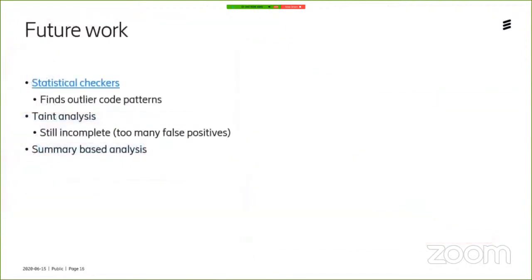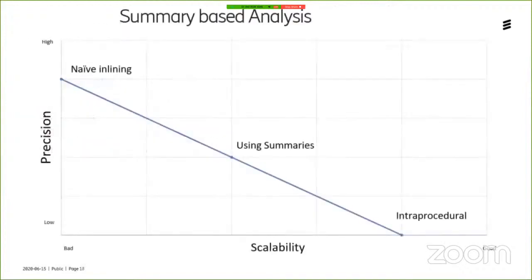As for the future, we plan to open source our statistical checkers, which are based on the idea that if the return value of a function call is handled in 90% of the cases, then it's an error not to handle it. We would like to further refine the taint analysis capabilities of Clang. Also, we plan to implement some form of summary-based analysis. We are hoping that with summary-based analysis, we can achieve a good balance between precision and scalability.